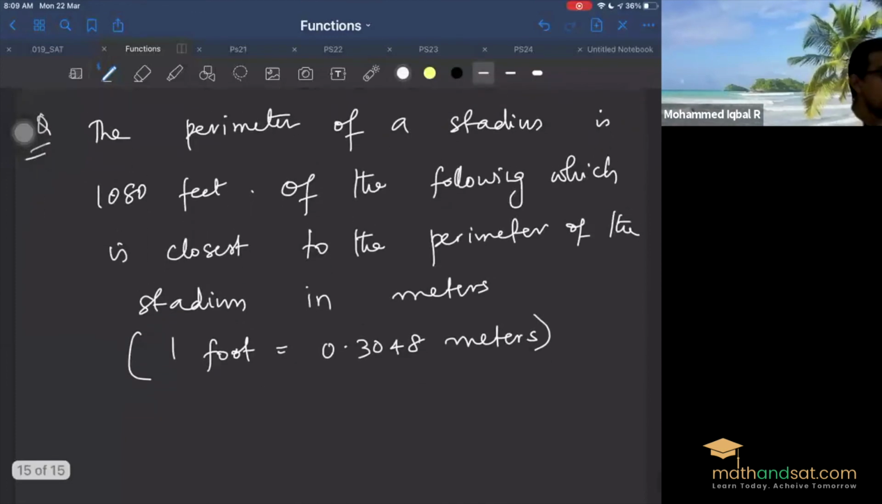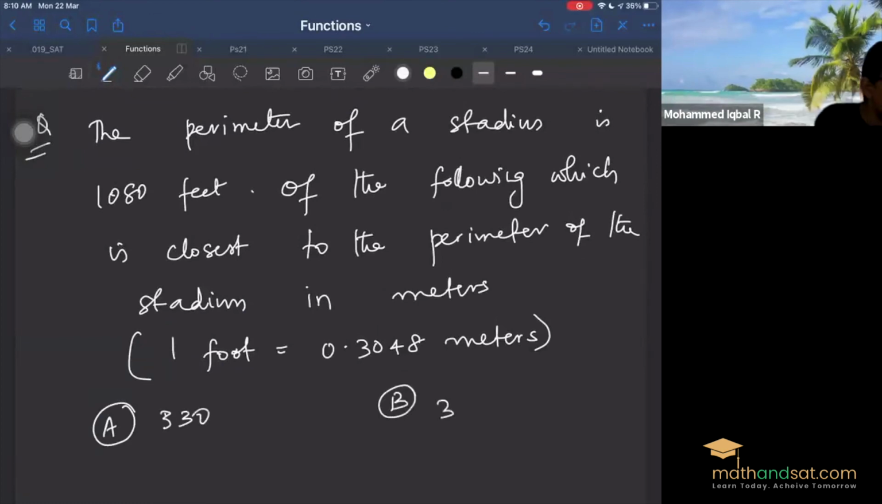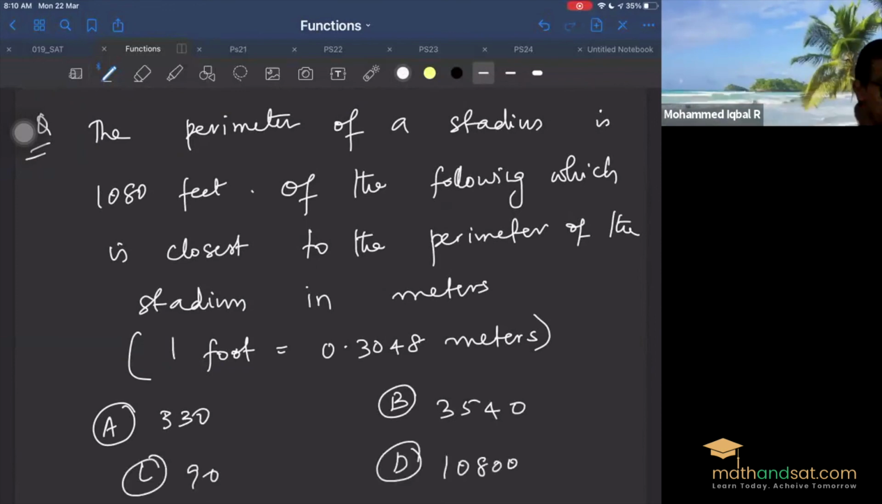The options are 330, 3540, 90, 10800. The perimeter of a stadium is 1080 feet. Of the following, which is closest to the perimeter of the stadium in meters? And it's given that 1 foot is equal to 0.3048 meters. Can you do the math and let me know the answer?